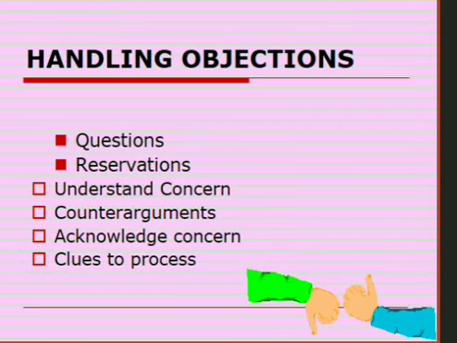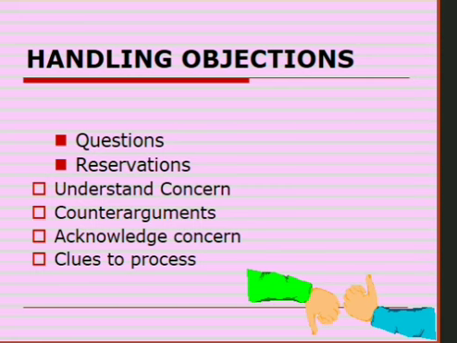Next is handling objections. It is one important step. In this step, basically salesmen handle the objections raised by the customers. Here salesmen deal with the questions of the customers. Then salesmen can deal with the reservations or the benefits which a company wants to deliver to the customers.